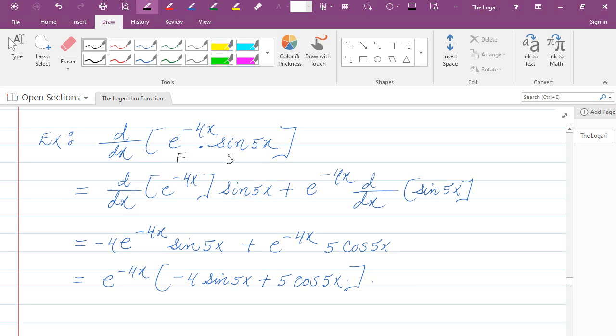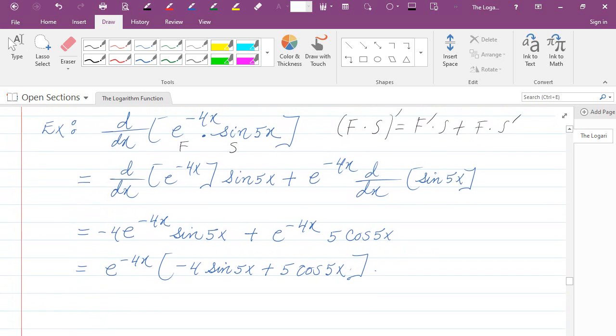So we apply the product rule, which says that the derivative of f times s is equal to f prime times s plus f times s prime. Right? You take the derivative of the first. So when you have two factors, you're taking the derivative of a product of two factors. Then you take the derivative of the first factor multiplied by the second, plus the first factor multiplied by the derivative of the second. All right, so let's do this.